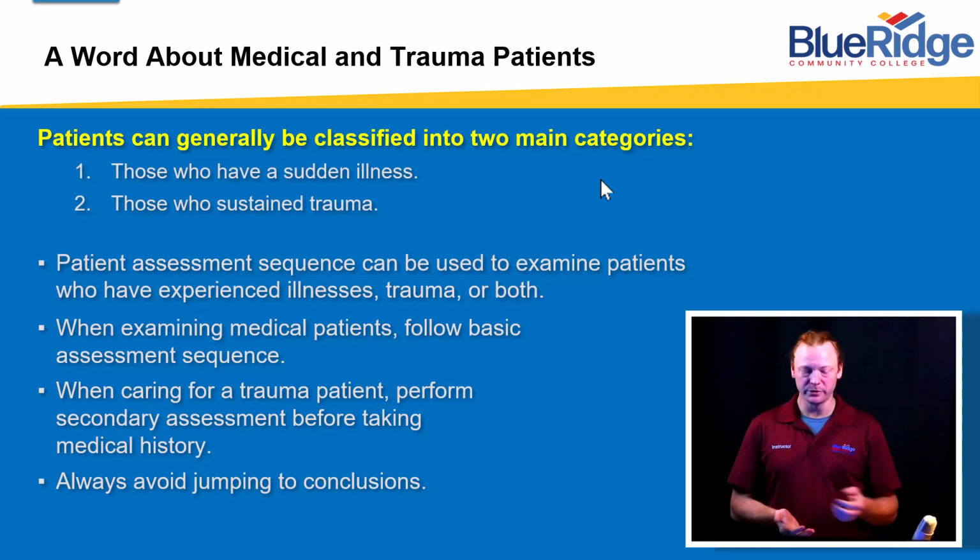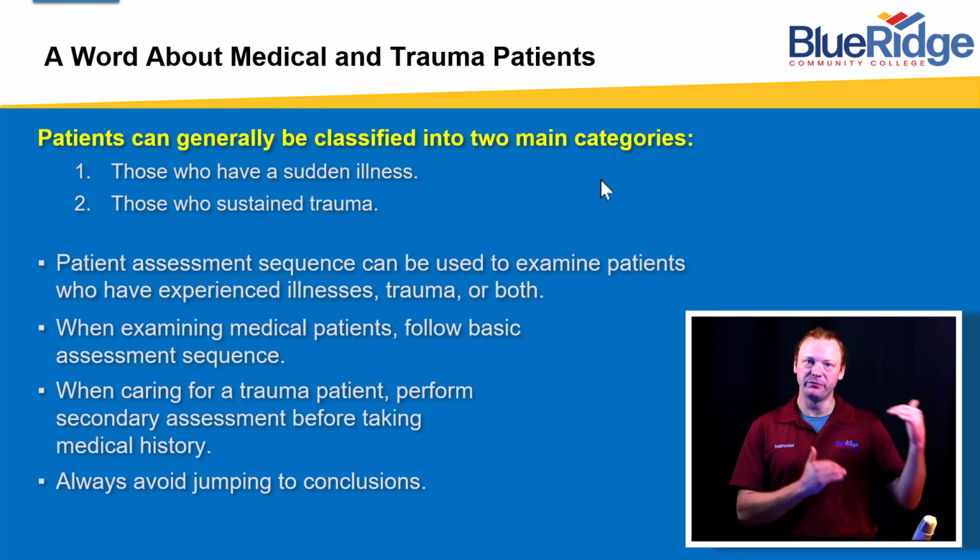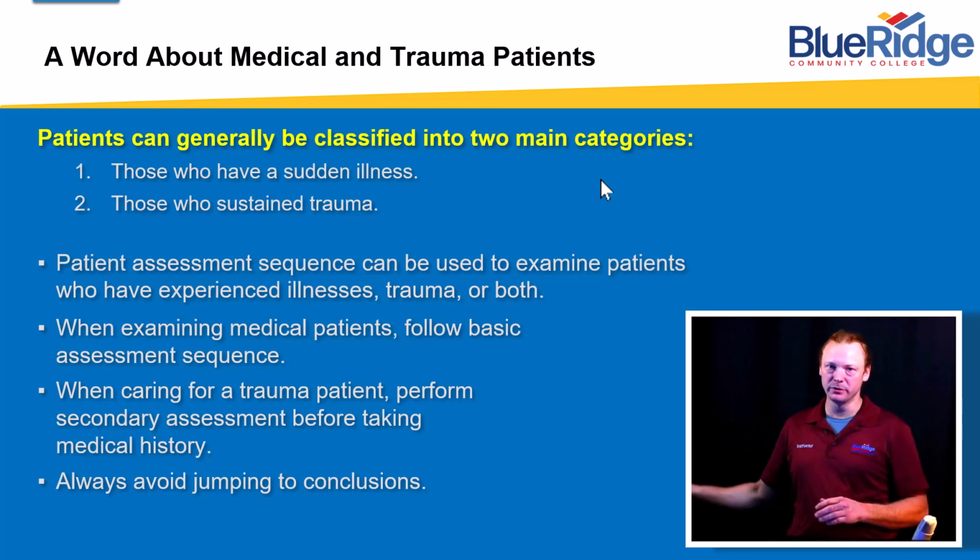So remember, when you're examining your medical patients, you want to use that systematic approach on every patient so that you don't forget specific portions of your assessment. When we're caring for trauma patients, we want to perform our secondary assessment before taking our medical history. That's really important, especially in trauma. We want to make sure that we're managing all of those life threats before we start worrying about medical history, allergies, things like that.